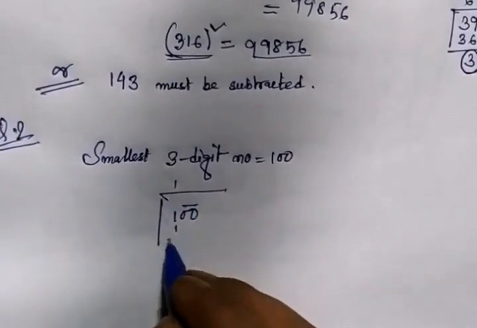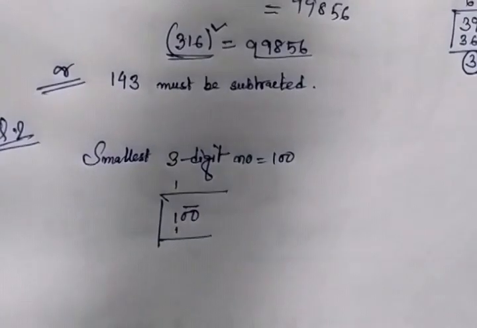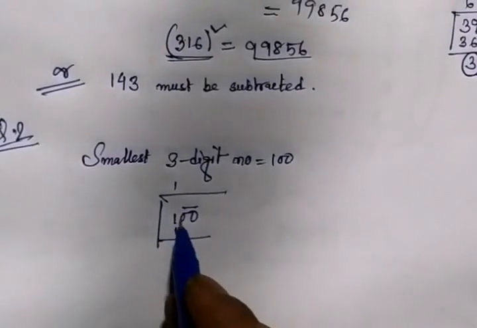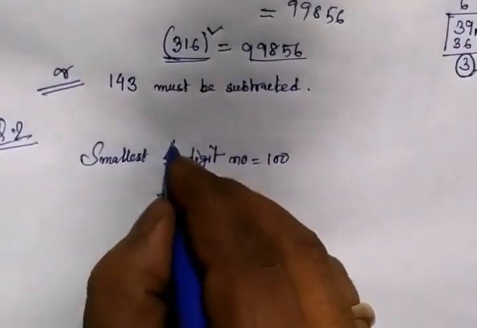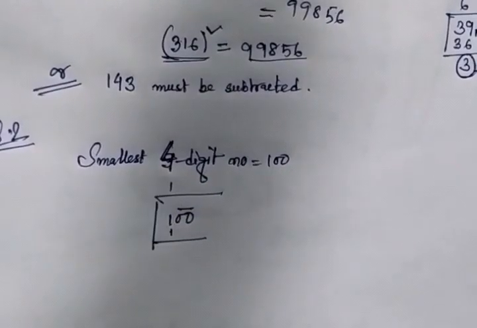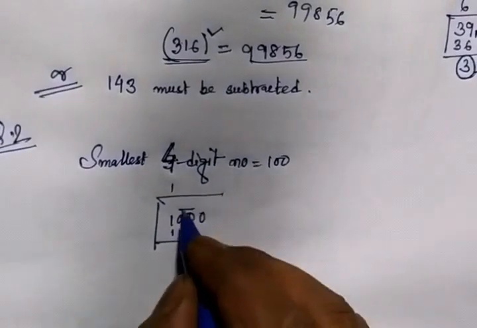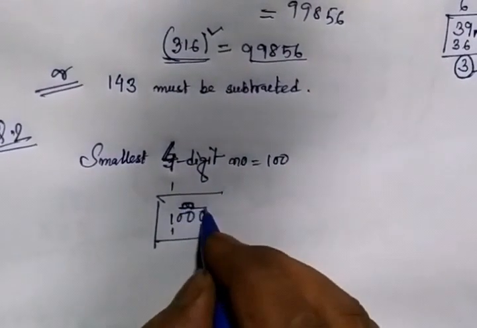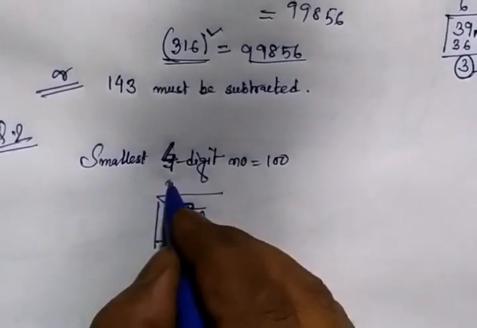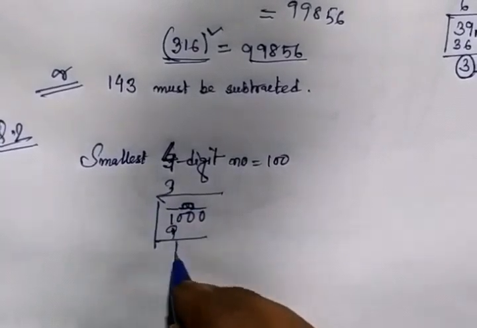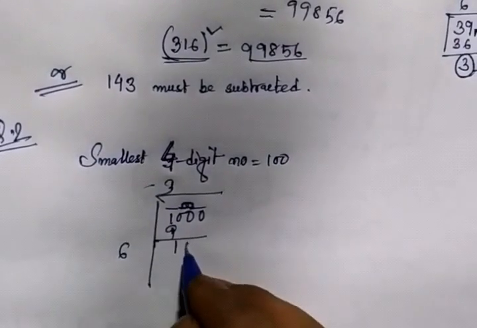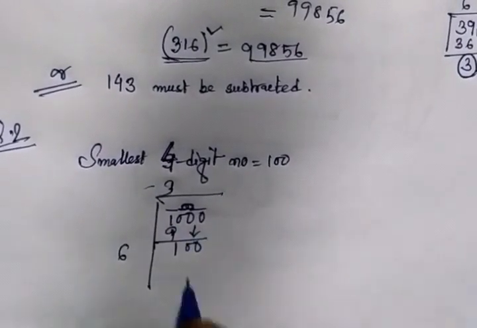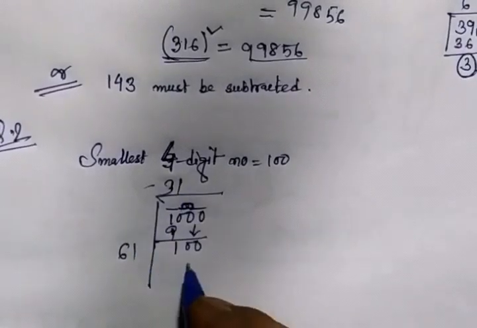1 times 1 is 1. Oh, this is not possible, because the 3-digit number must be a perfect square number. So make it 4. In the question also make it 4. So 0 0 0 0. Pair the last 2 zeros. 3 times 3 is 9. Double of 3 is 6, one pair comes here, so 61.